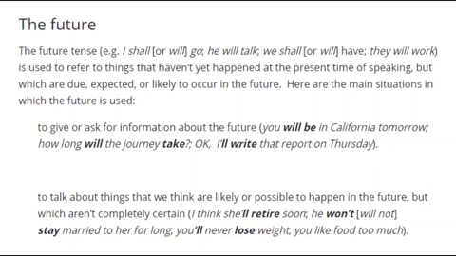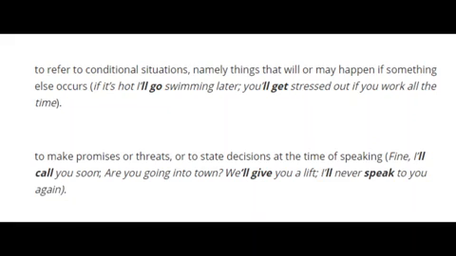Now, where else do we use the future tense? Let's have a look here. We also use the future tense to refer to conditional situations, namely things that will or may happen if something else occurs. For example, if it is hot, I will go swimming later. You will get stressed out if you work all the time. These are sentences which express a conditional situation.